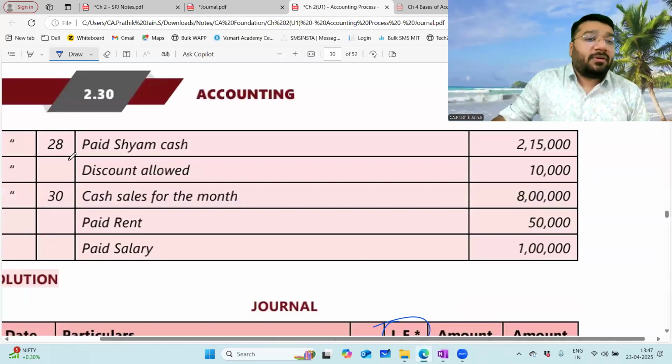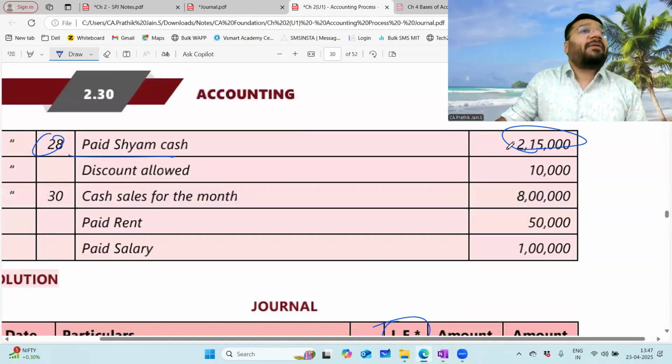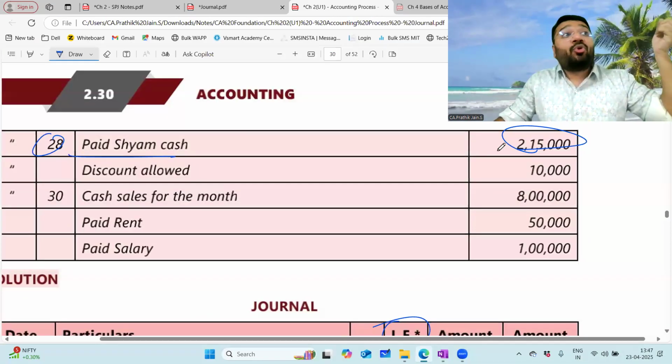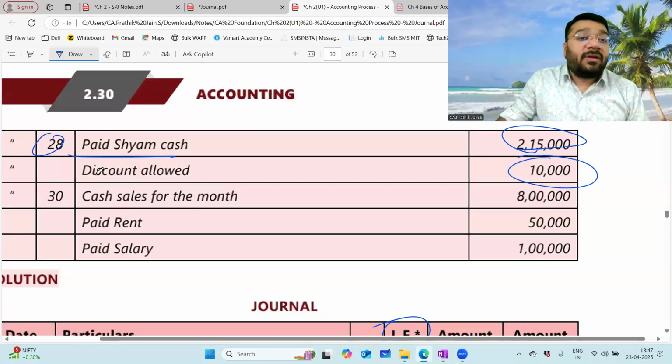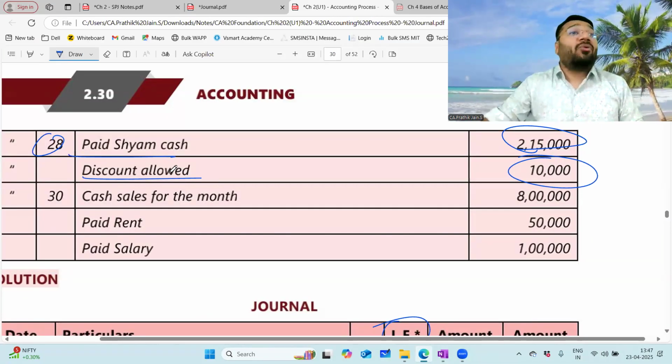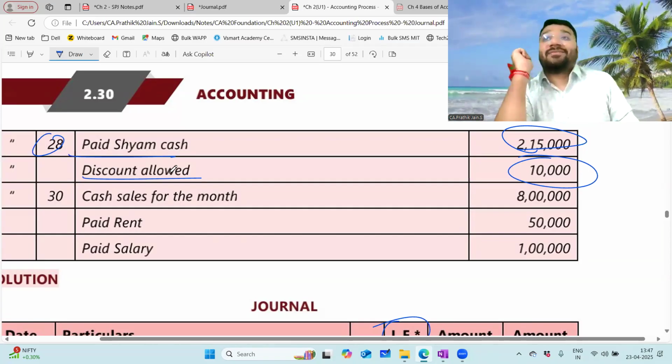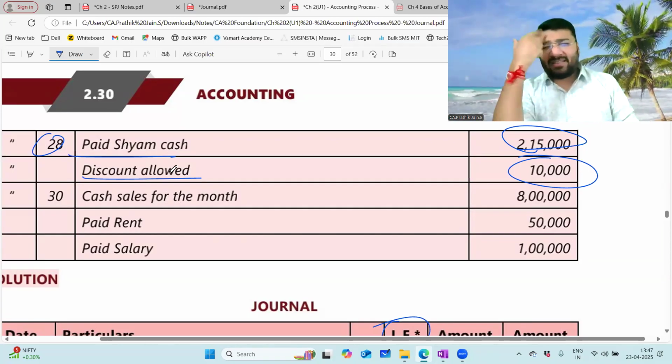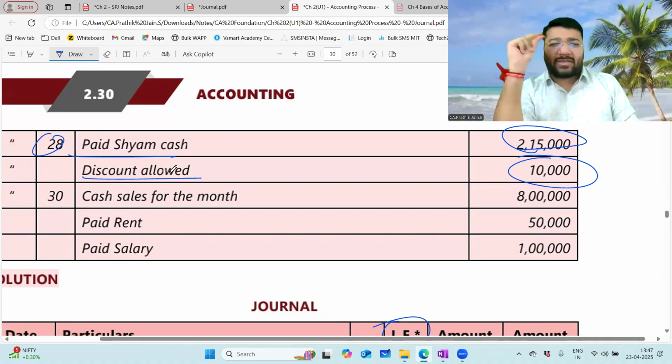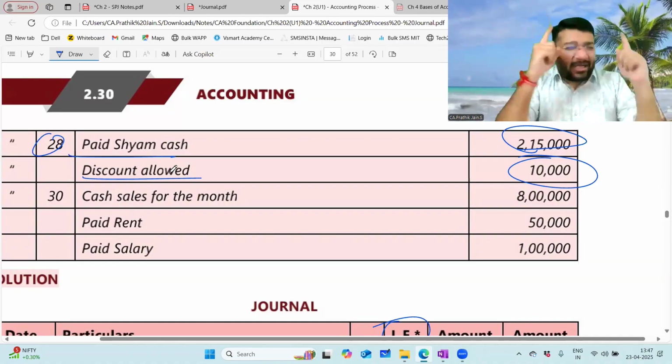Now let's come to the next transaction. On the 28th, paid to Sham only 210 out of 225. What happened to the remaining 10,000? Discount allowed is given. Sir, discount allowed is a loss. Debit all expenses and losses. So what I'll do, sir? Discount allowed debit, sir.